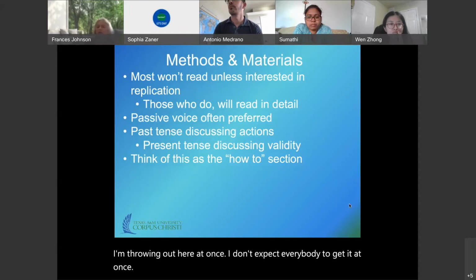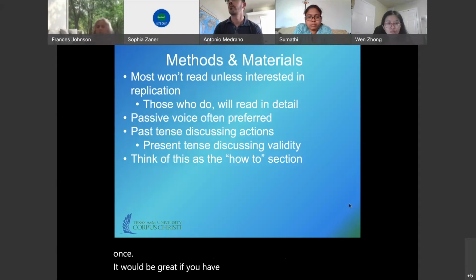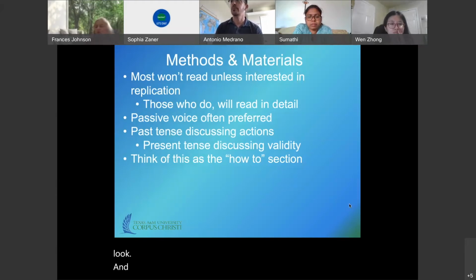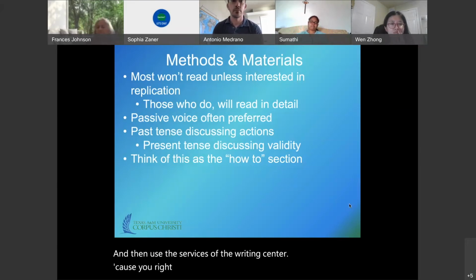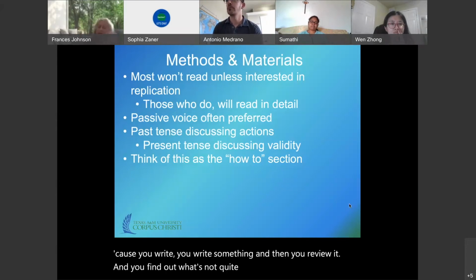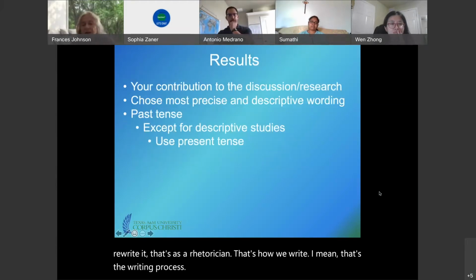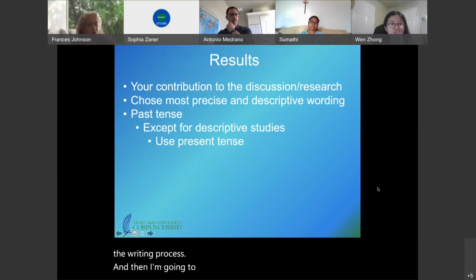It would be great if you have a good research book or reference book that you can go back on and look, and then use the services of the writing center, because you write something and then you review it and you find out what's not quite right and you go back and you rewrite it. That's, as a rhetorician, how we write. I mean, that's the writing process. And then I'm going to do the results.